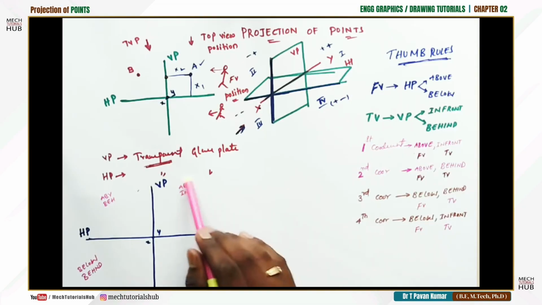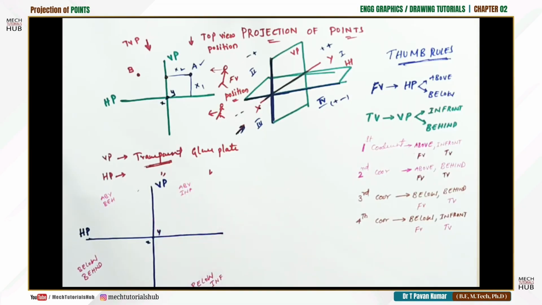So whenever you talk about quadrants, we are always talking about horizontal plane first, then vertical plane next. If you are talking about horizontal plane, you need to talk about above, below. If you are talking about vertical plane, you need to talk about in front, behind. If it is in front, what is the distance? If it is behind, what is the distance? Similarly, if it is above, what is the distance from the horizontal plane? If it is below, what is the distance from the horizontal plane? This is all you need to decide.